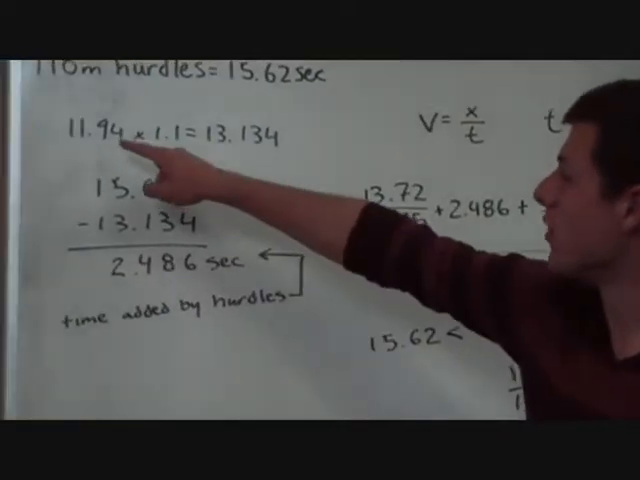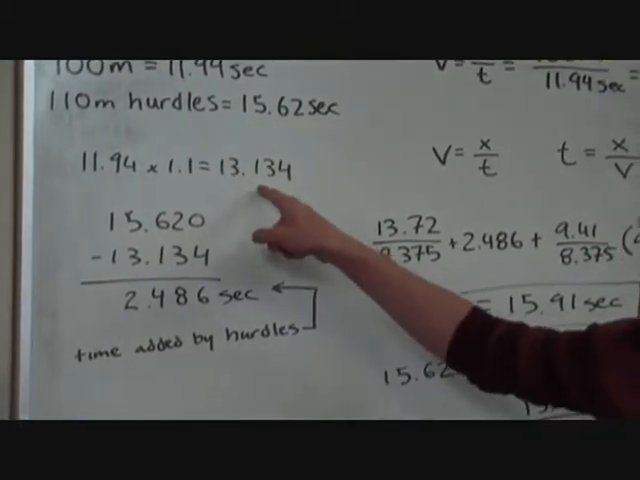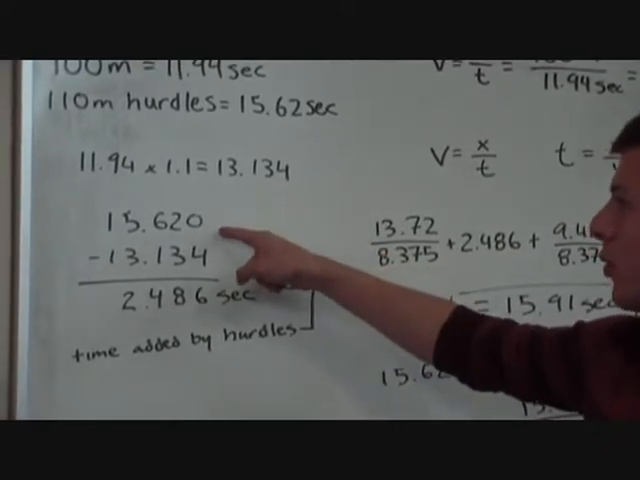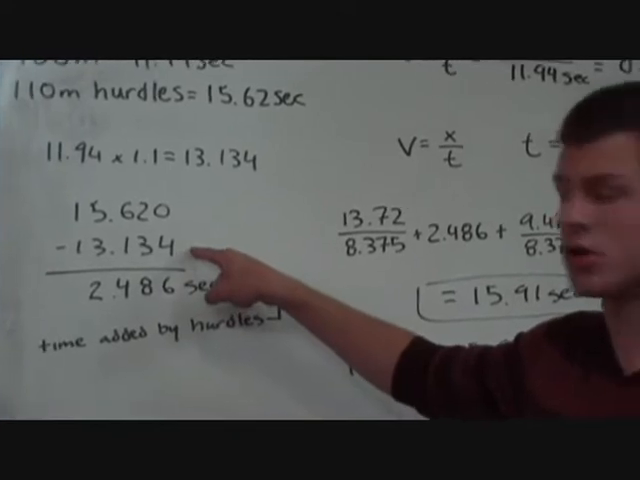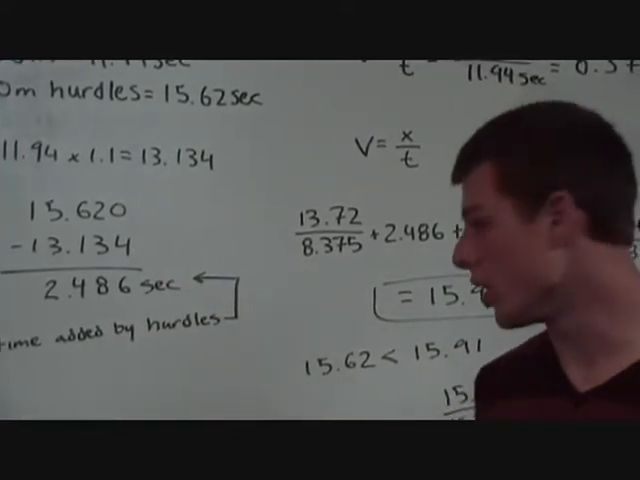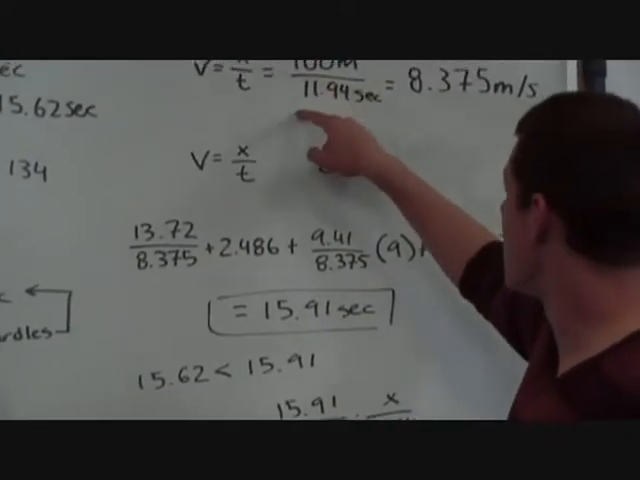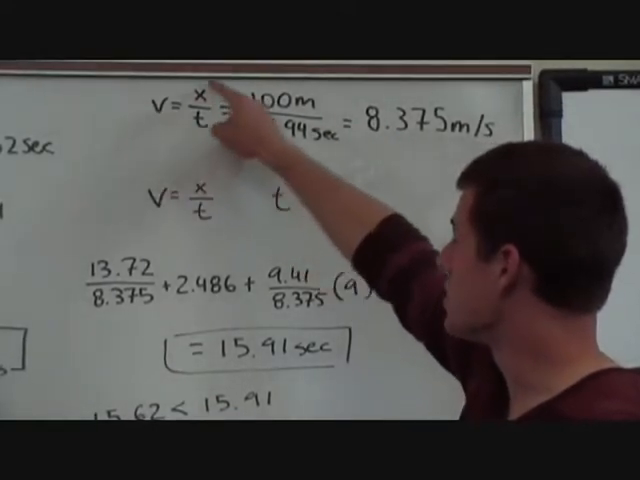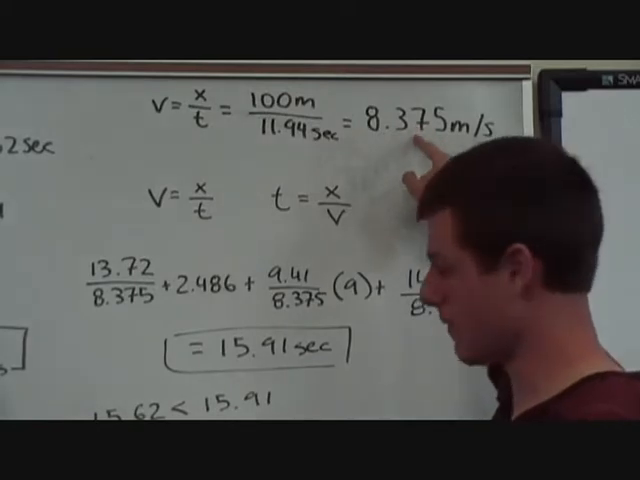So if we convert my 100-meter time by multiplying by 1.1 into a 110-meter time, we can then subtract the difference in my 110 hurdles time with my calculated 110-meter dash time to find the time added by the hurdles alone. So if we go up here, we can find my velocity by our velocity equation, distance over time: 100 meters over my 100-meter time. This is the speed I run.